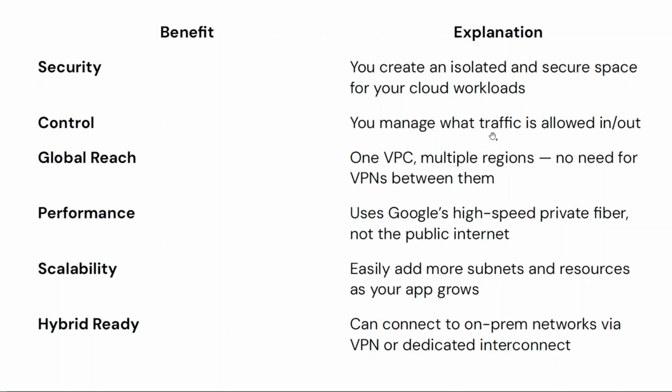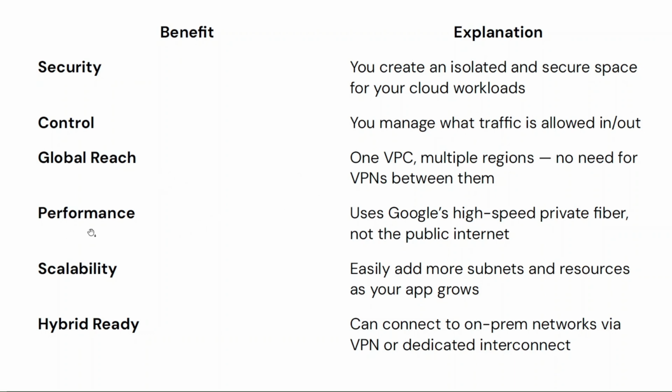You can manage what traffic will be allowed in or out, or you can allow some ports or all traffic along with port and IP restrictions, depending upon the use case or if you have a secure environment. In that case, you have full control to either allow or deny any specific or full CIDR block. It also provides global reach: one VPC, multiple regions, no need for VPNs between them. In AWS, we require multiple VPNs to establish a connection between multiple regions. That's a limitation in AWS, whereas GCP provides global reach between multiple regions.